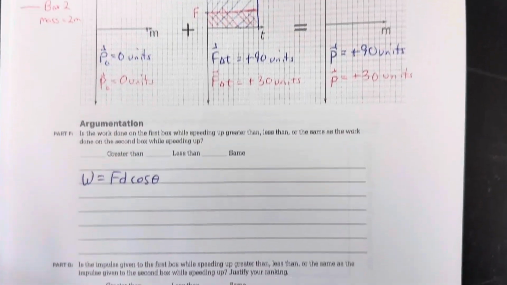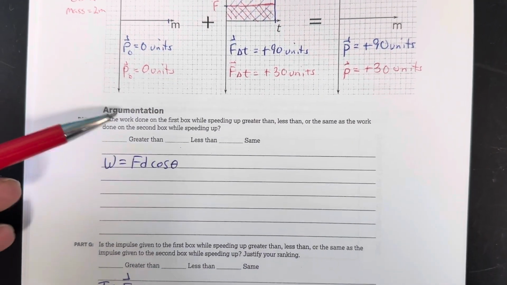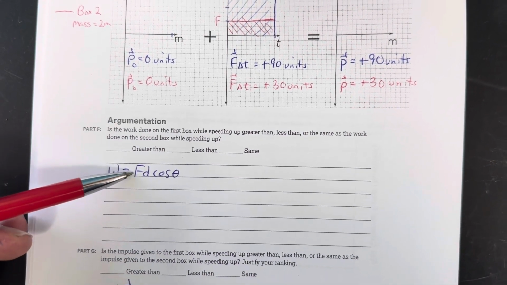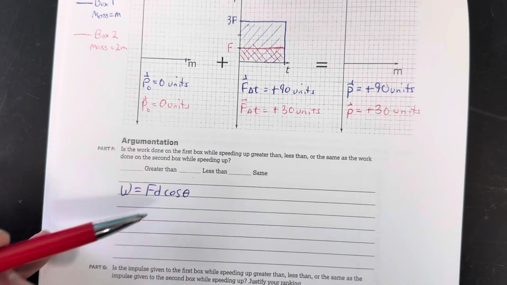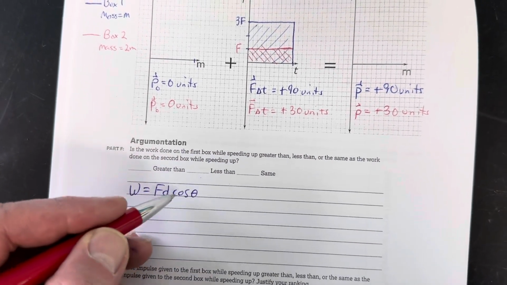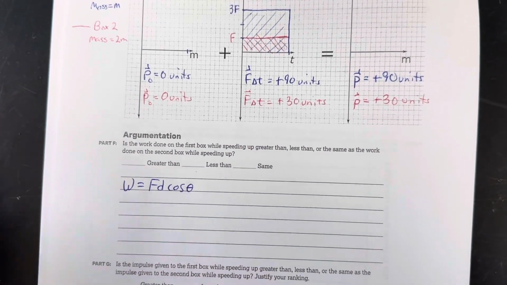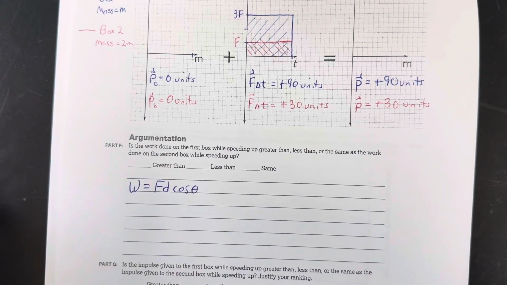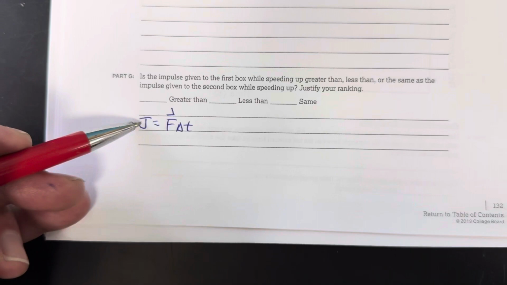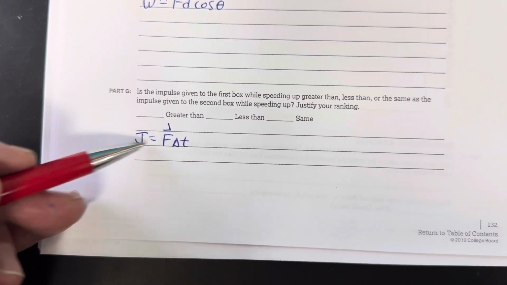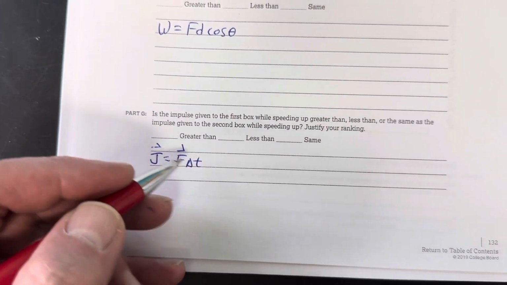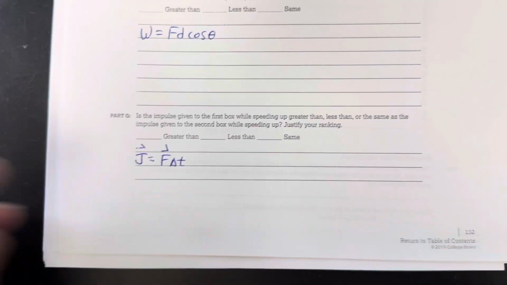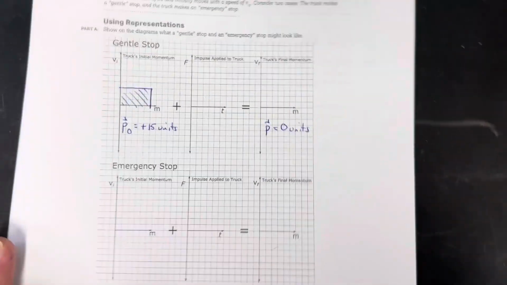Now when you get to these questions down here, this one asks you about work done. Work is force times the displacement times the cosine of theta. Now, these things were pushed the same way they were moving, so you really don't have to worry about the cosine theta part because theta is 0 degrees. So they're asking you to think which box had more work done on it, or how did they compare? Down here, they're not asking you to think about work, they're asking you to think about impulse. So impulse is a vector, and it's force times time. Different ideas.